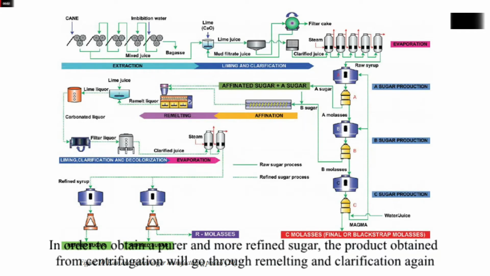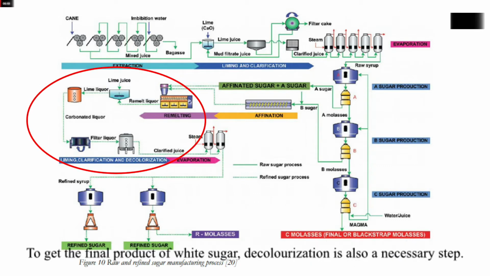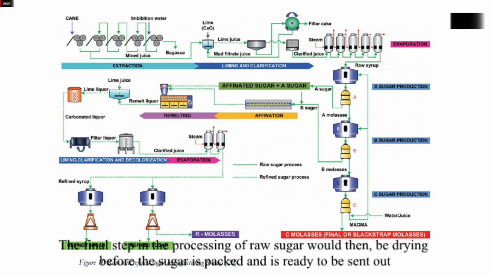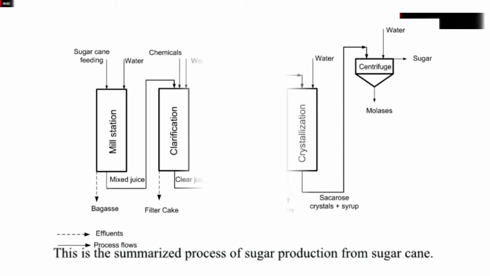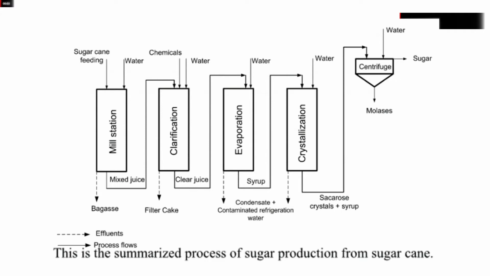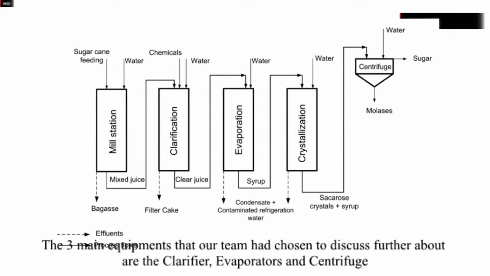inedible sugar. In order to obtain a purer and more refined sugar, the product obtained from centrifugation will go through remelting and clarification again. To get the final product of white sugar, decolorization is also a necessary step. The final step in the processing of raw sugar would then be drying before the sugar is packed and is ready to be sent out. This is the summarized process of sugar production from sugarcane. The three main equipments that our team had chosen to discuss further are the clarifier, evaporators, and centrifuge.